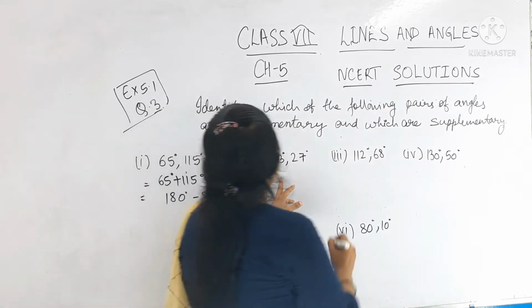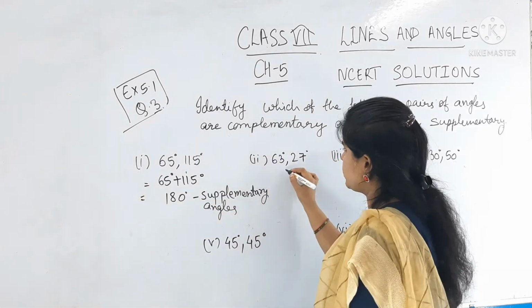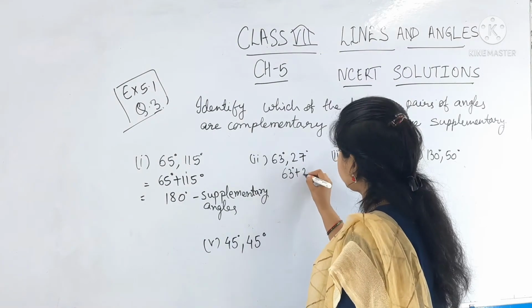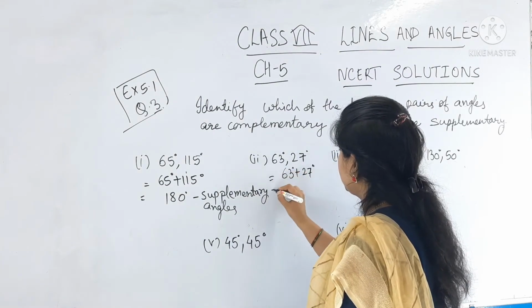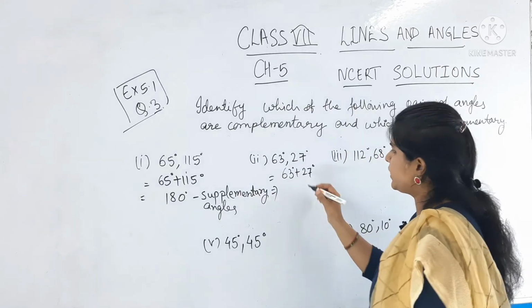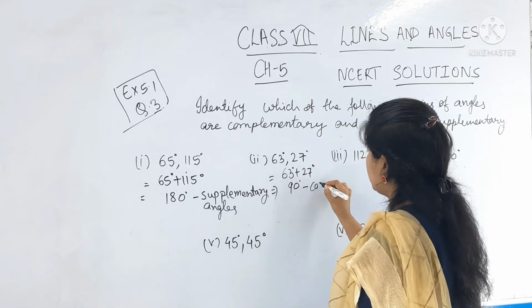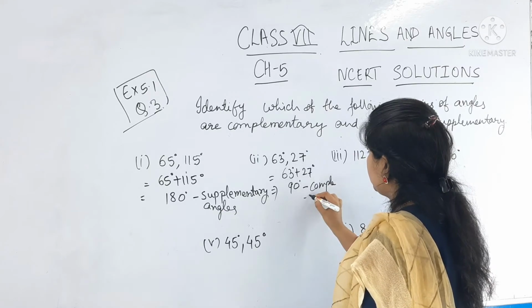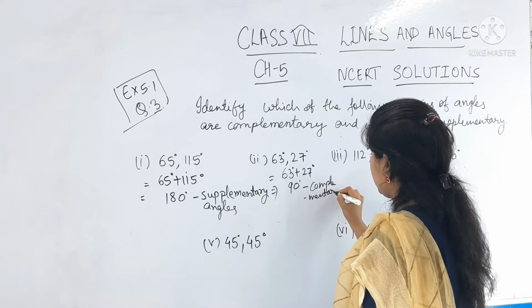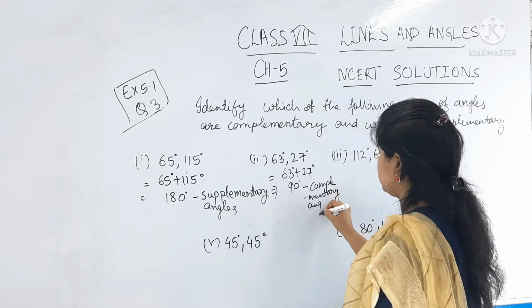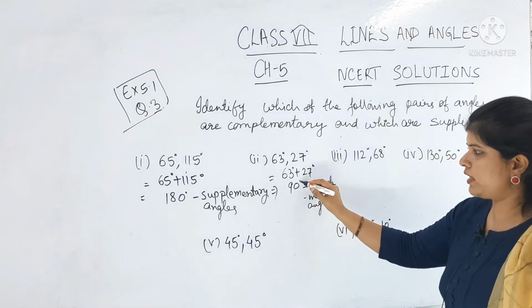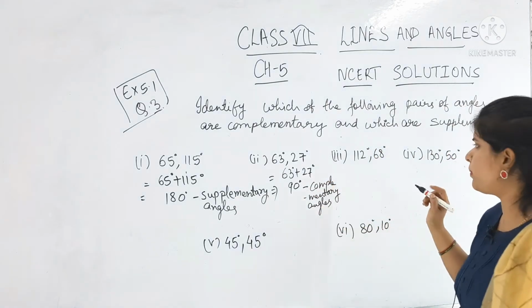Here the second one is 63 and 27. You have to sum this. So 7 plus 3 is 10, and 6, 7, 8, 9, so 90 degrees. That is complementary angles, because it is 90 degrees. The sum is 90 degrees means complementary angles.